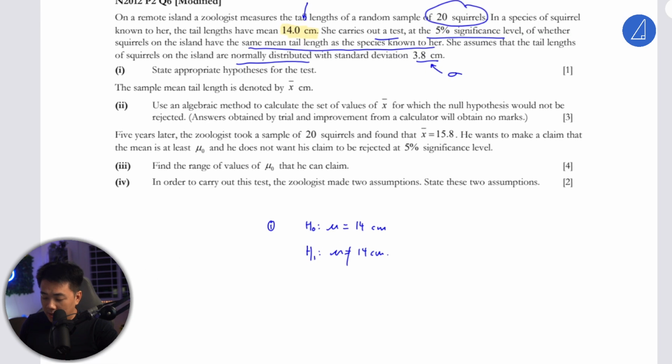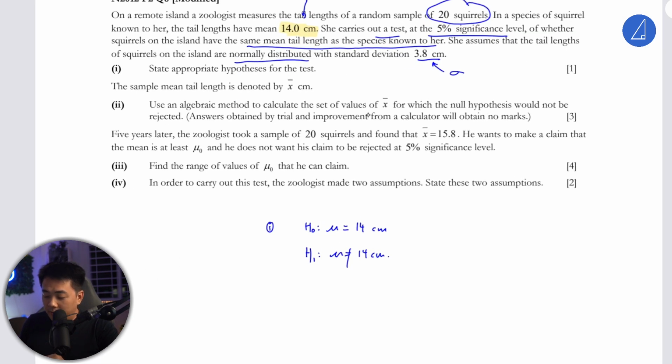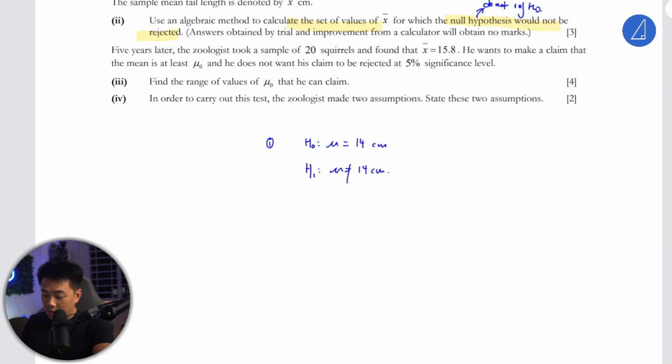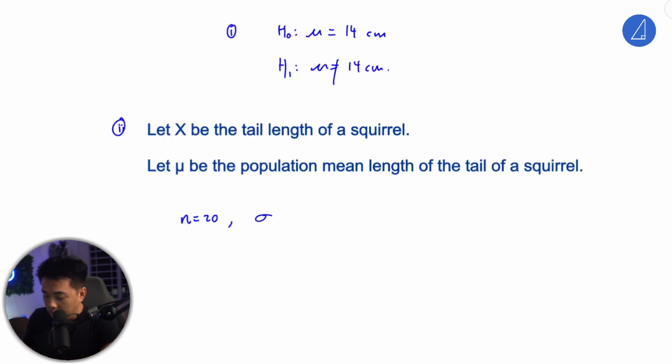So now, use an algebraic method to calculate the set of values of X bar for which the null hypothesis will not be rejected. Meaning to say, do not reject H0. Okay, so we're going to write down everything for the setup of the question. So n is 20 squirrels, the population standard deviation is 3.8 cm, right? We also know that the level of significance is 5%, right? Sample mean is X bar, that's what we need.